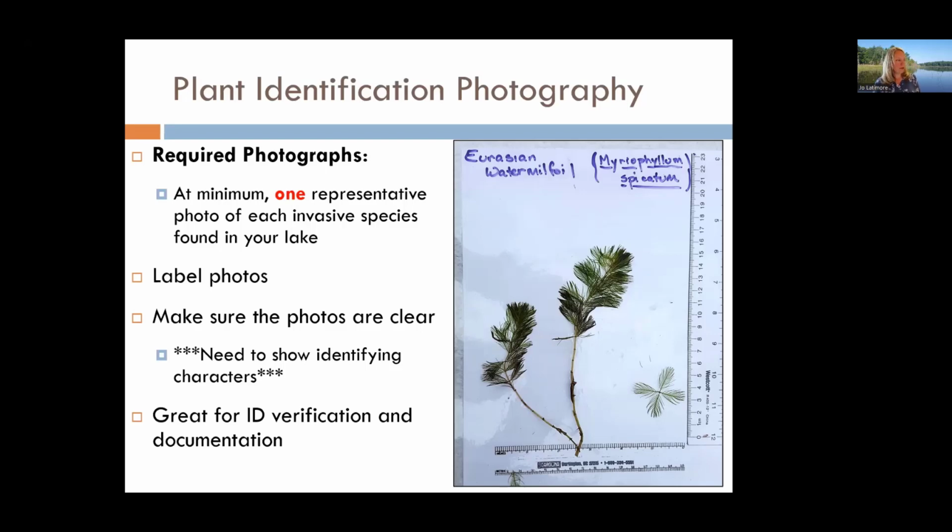So make sure you label your photos, make sure the photos are clear, and make sure that they show the identifying characters that you use to confirm that this was, for example, Eurasian water milfoil. So here you can see the volunteer took the leaves and spread them out nicely so you could count the leaflets and know, oh, there's definitely more than 12. This is definitely Eurasian water milfoil. So this is a really great resource, both for us to help you verify your identifications, but also for you to have documentation of what you found.